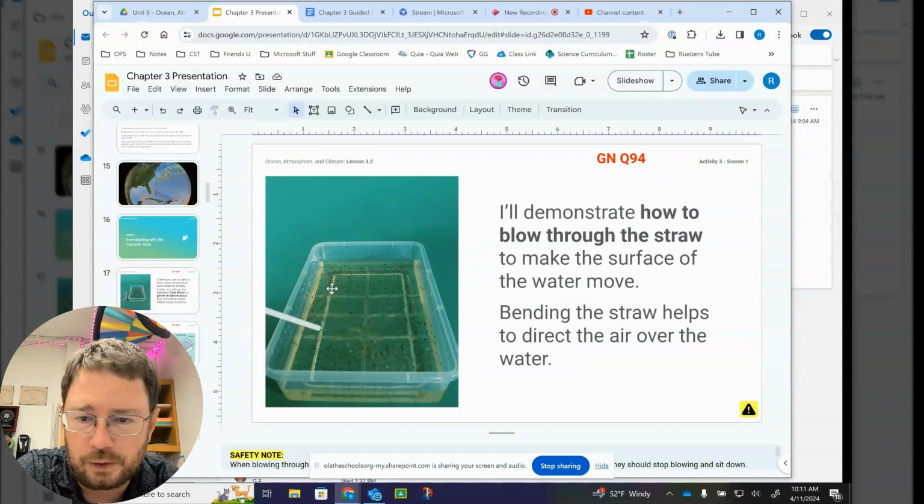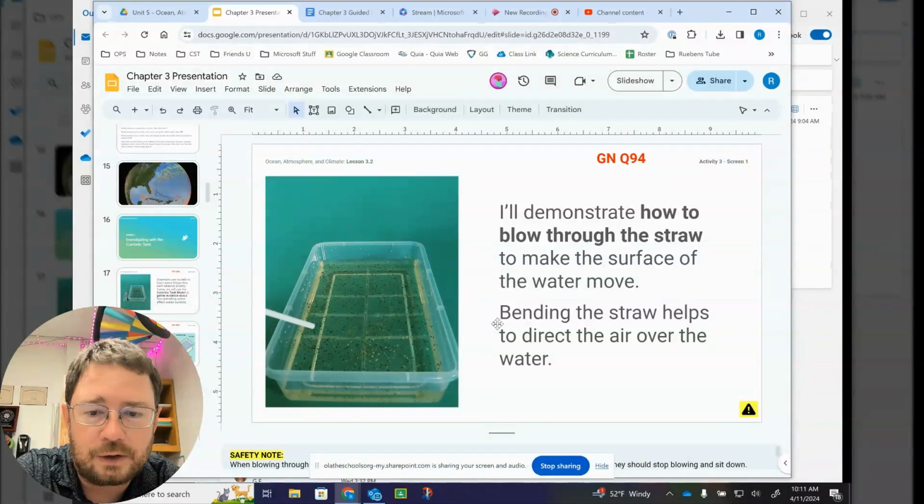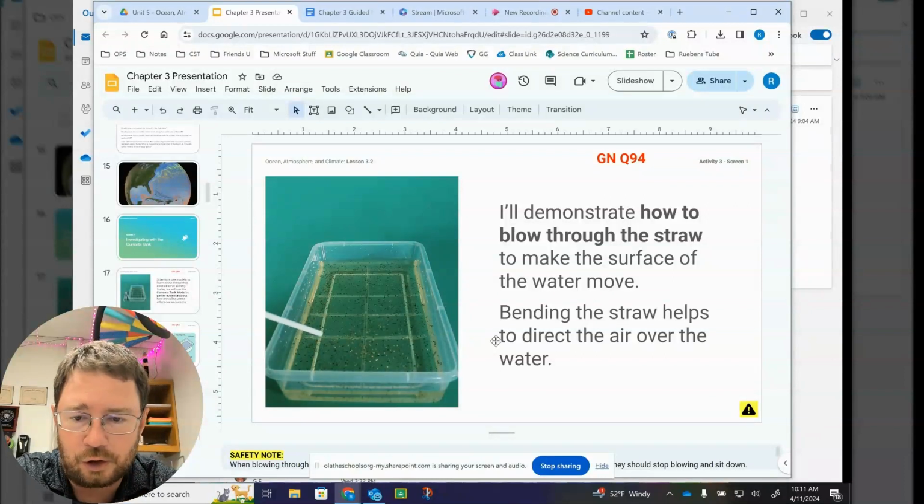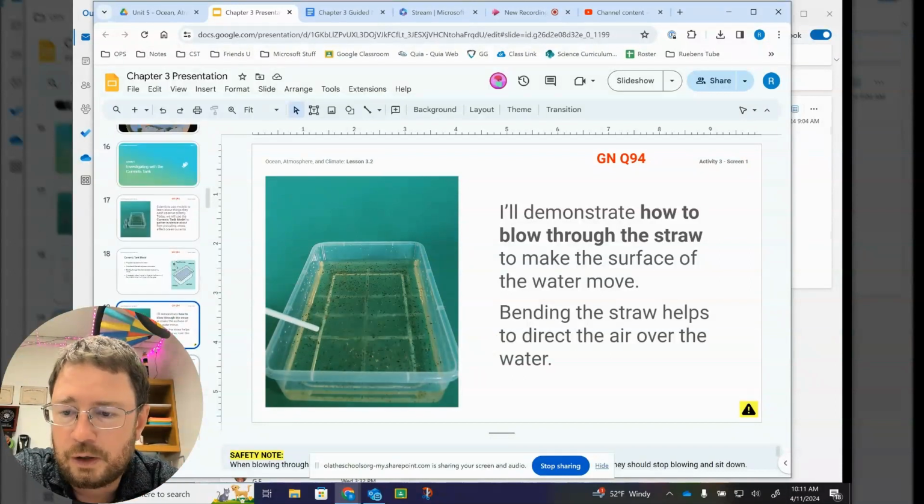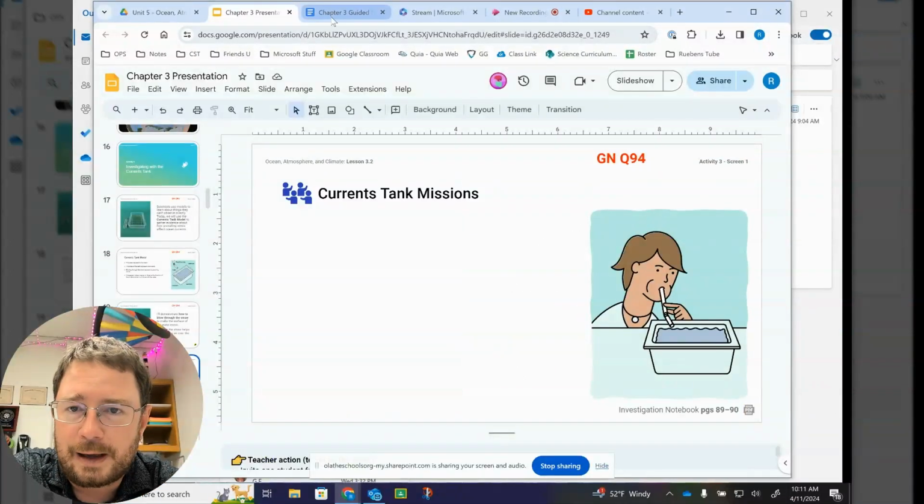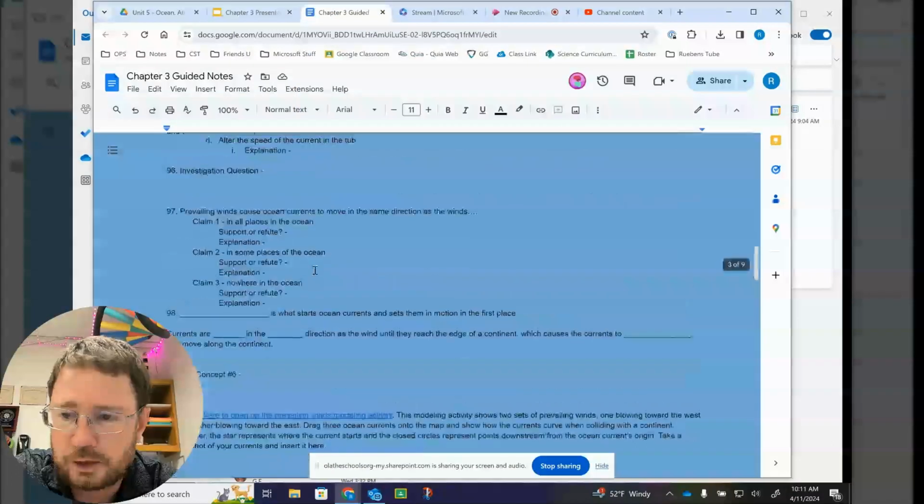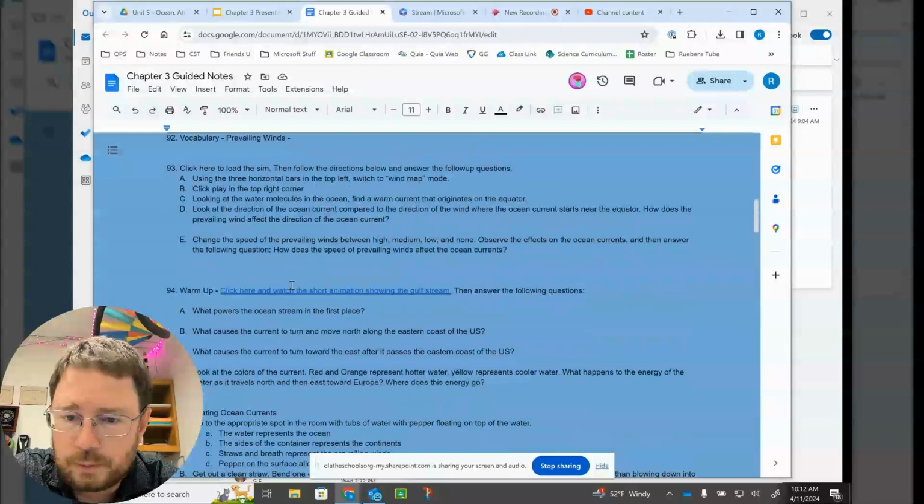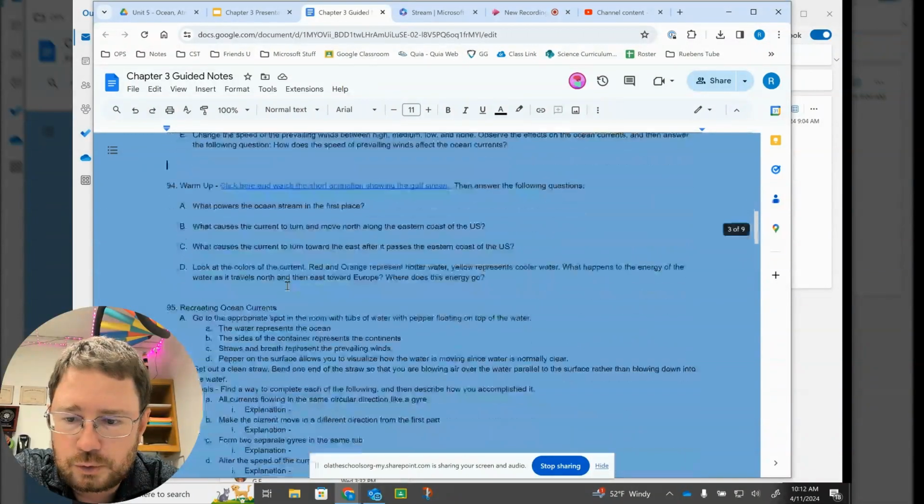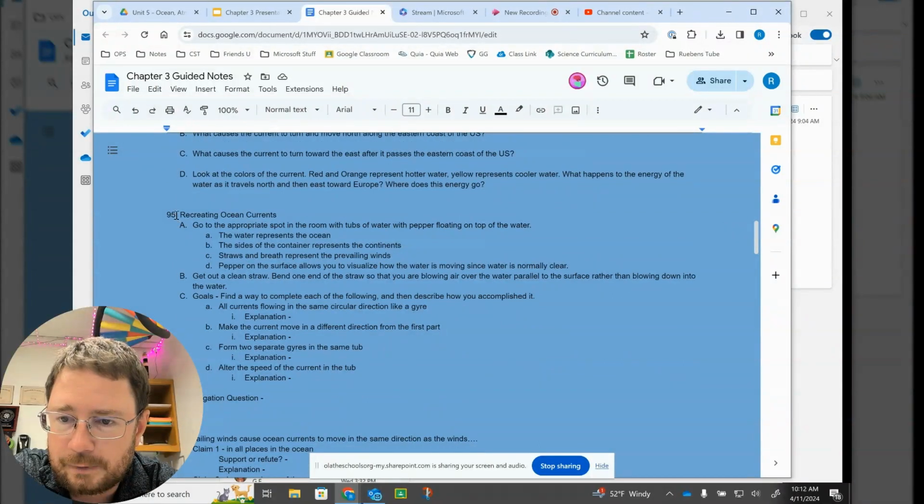So, this little image here is showing how to blow through the straw to make the surface of the water move. And it says bending the straw will help to direct the air over the water. So you want it to be kind of curved so the air flows directly, so you're not blowing directly down into the water. So, in question 94, you are going to have some missions to try to complete. So here, we're on 95. So here are the instructions, kind of what I already talked about.